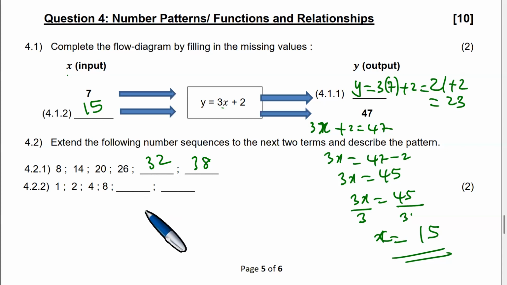1, 2, 4, 8, then what? 16 and what? 32. 32, because you can see these are powers of 2. So yeah, you raise 2 to the power 1, to the power 2, to the power 3, to the power 4, to the power 5. Next.